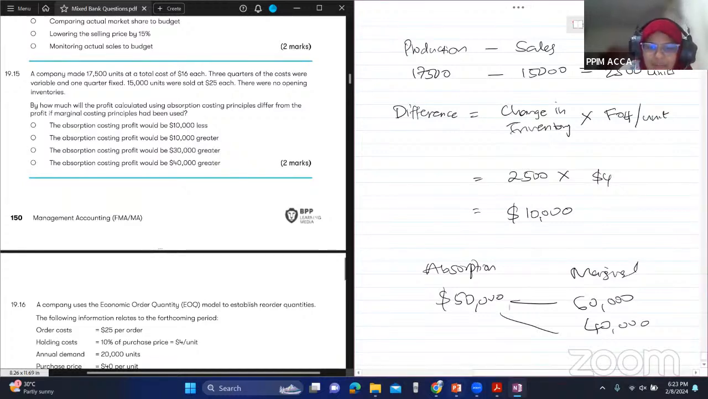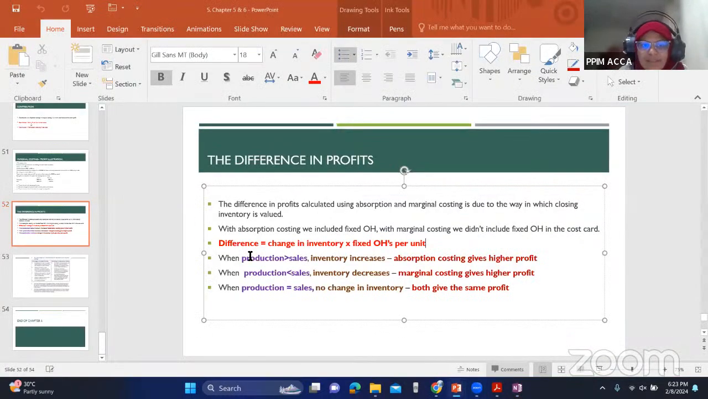So to identify that, just look at this. When production is greater than sales. So if production is greater than sales, then obviously the inventory will increase because we have produced more and sold less.